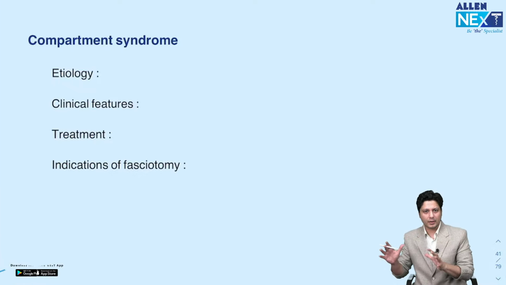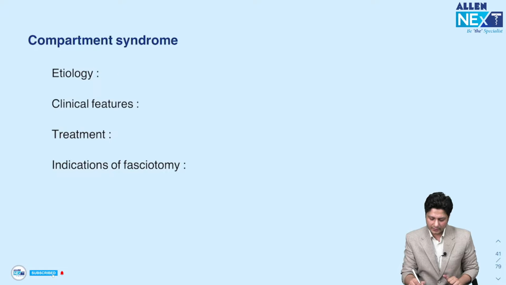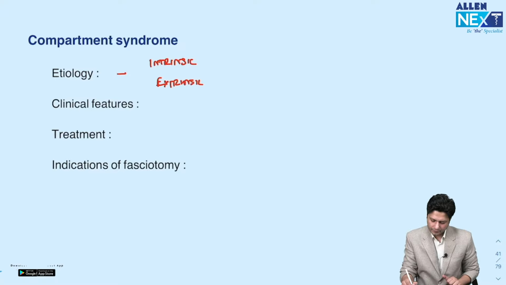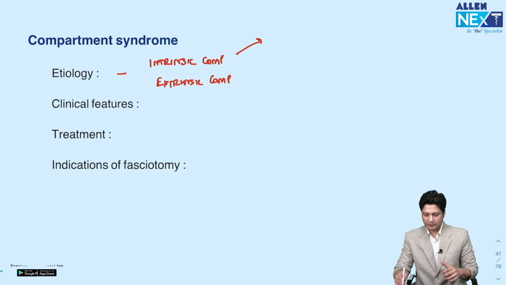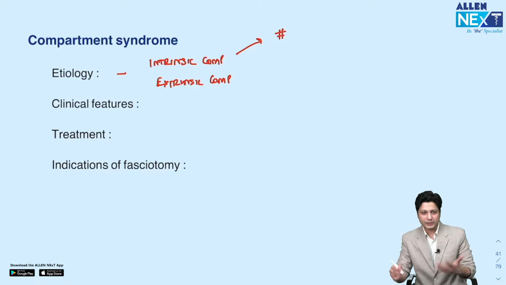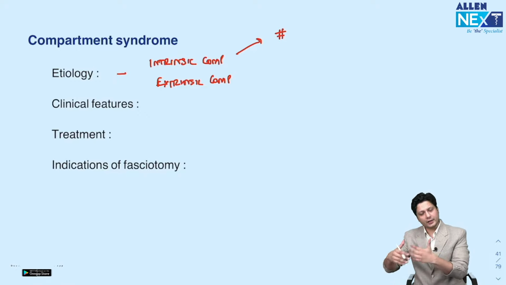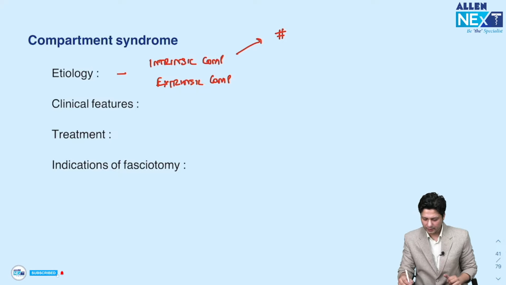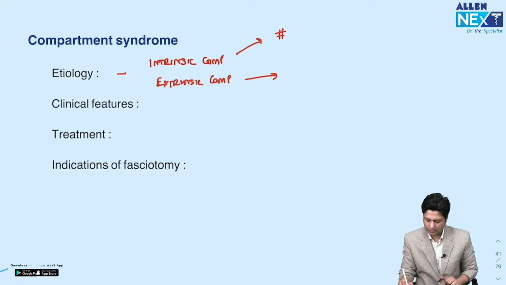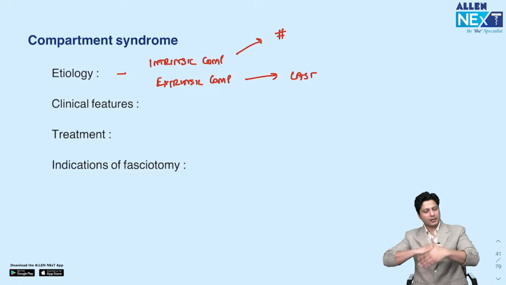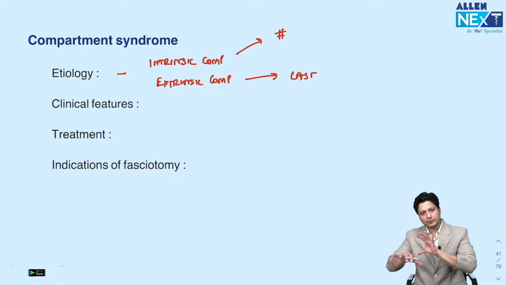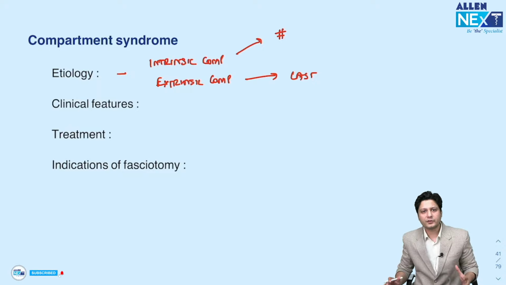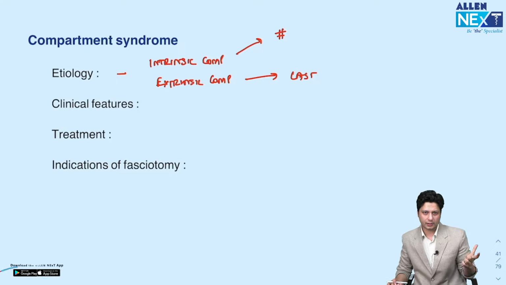So what you need to remember under this heading of compartment syndrome, the first one is the etiology. There could be intrinsic or extrinsic compression. Intrinsic compression means if there is a fracture or a limb injury, it will result in intrinsic compression because of the collection of too much blood inside. Extrinsic compression means if there is a cast, or if you have applied plaster or a slab, then it will result in extrinsic compression. So the basic rule of compartment syndrome is that you have to relieve the compression in the management process.